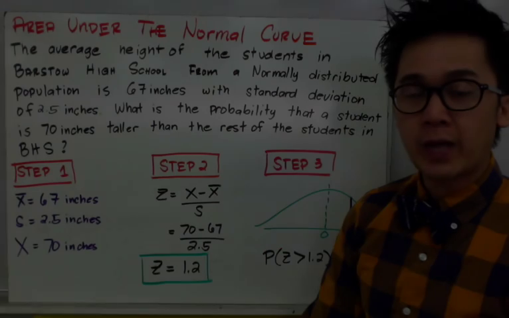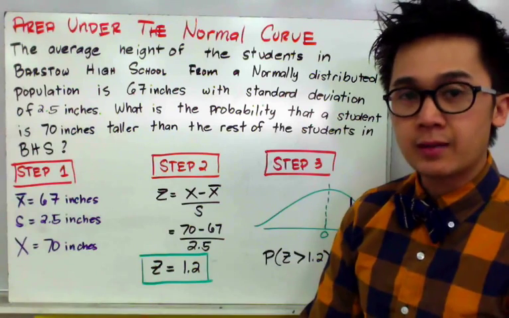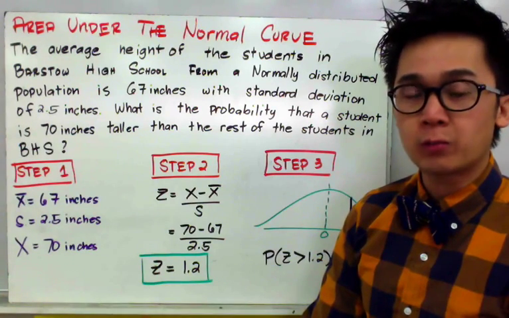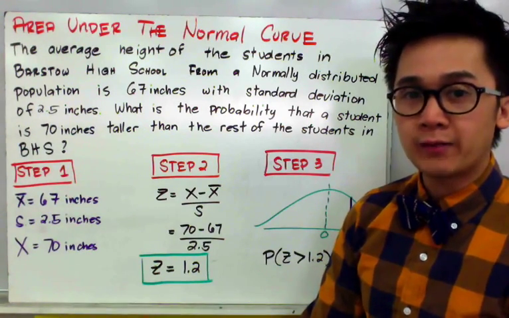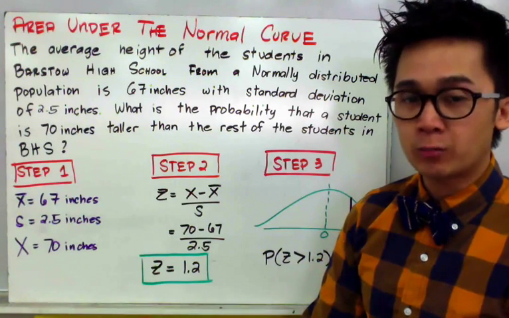Today we are going to learn how to find the area under the curve in a normal distribution. In this particular skill, we will learn how to solve probability questions when we are given the mean and the standard deviation of a normally distributed sample or population.